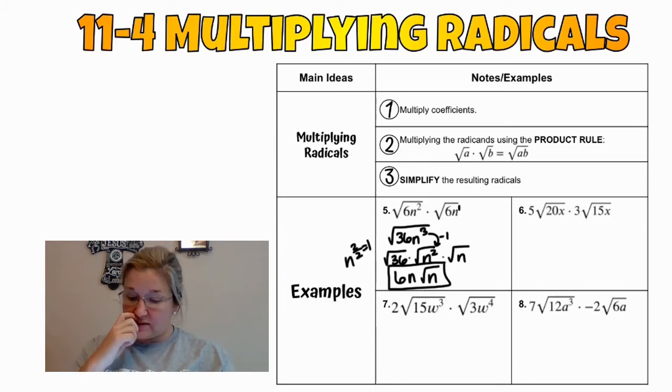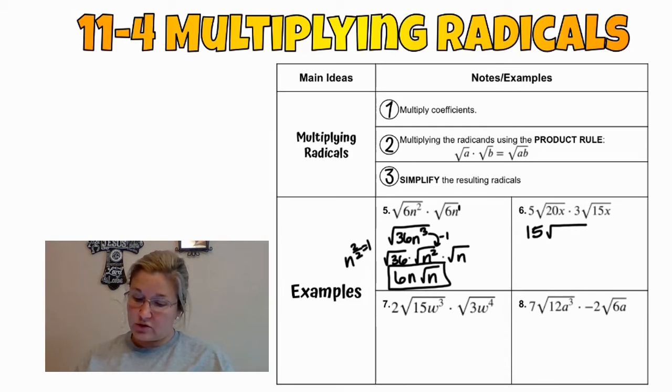Okay, so still working with some variables here. So I do have a coefficient this time. So I'm going to have 5 times 3. That's going to make 15. And I'm going to have the square root of 300. And then x squared. So x times x becomes x squared.